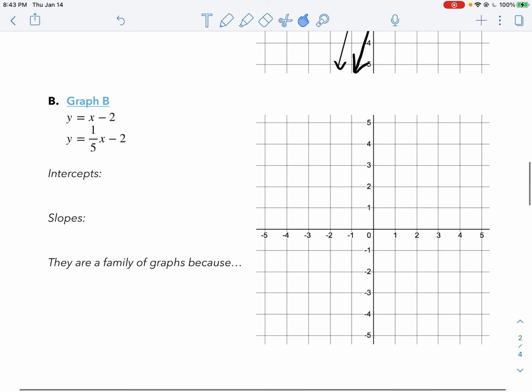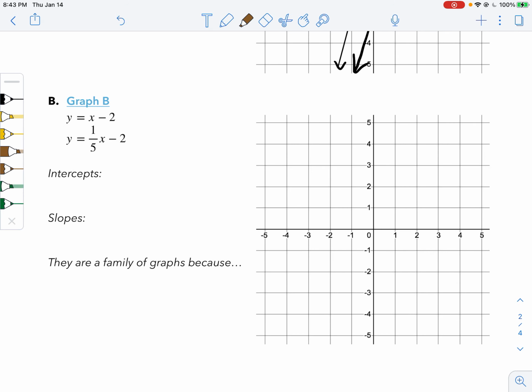Let's look at our second graph. Here we're going to graph y equals x minus 2. So go down 2, and then our slope is 1. So go up 1 over 1, up 1 over 1, up 1 over 1. And connect them all.